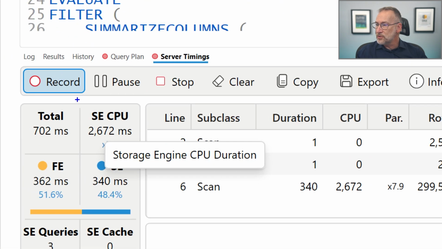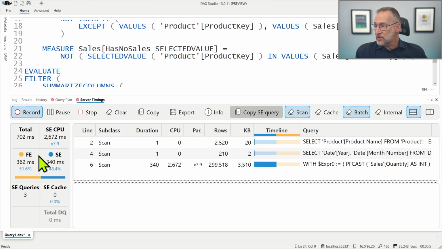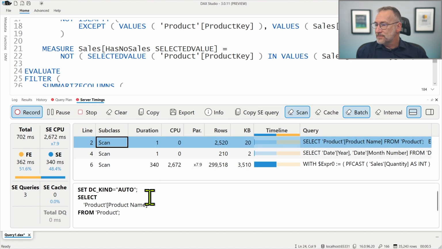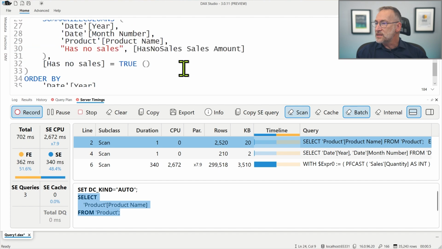Remember, it's always important to look at the storage engine CPU, not just at the storage engine, because the storage engine is only 340 milliseconds, but that is due to parallelism, and we want to measure how heavy a measure is. Let's take a look at the algorithm. We have a first query that gathers the product names, and that is needed because we are grouping by product name.